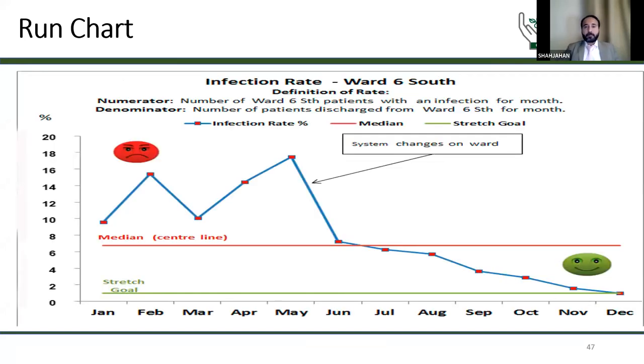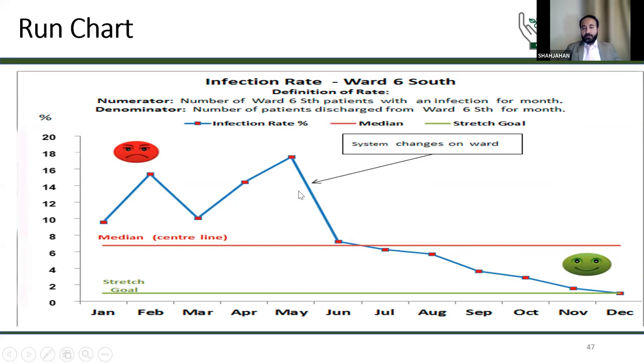So see in this graph. This graph is a run chart, and this is for the infection rate. Now we are checking the infection rate in ward 6 of our hospital. If you see here, in January they are going up and then down in March, then going up here and then going down more in June. So what is this data showing? Why is this data going down?